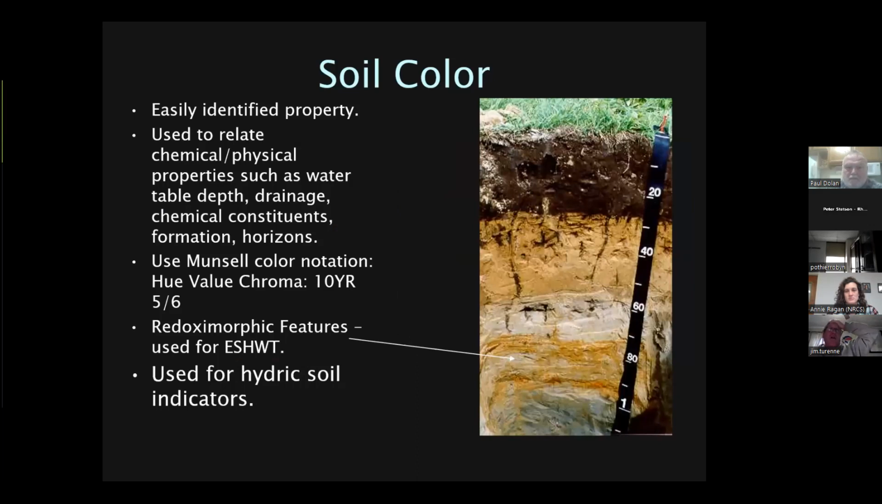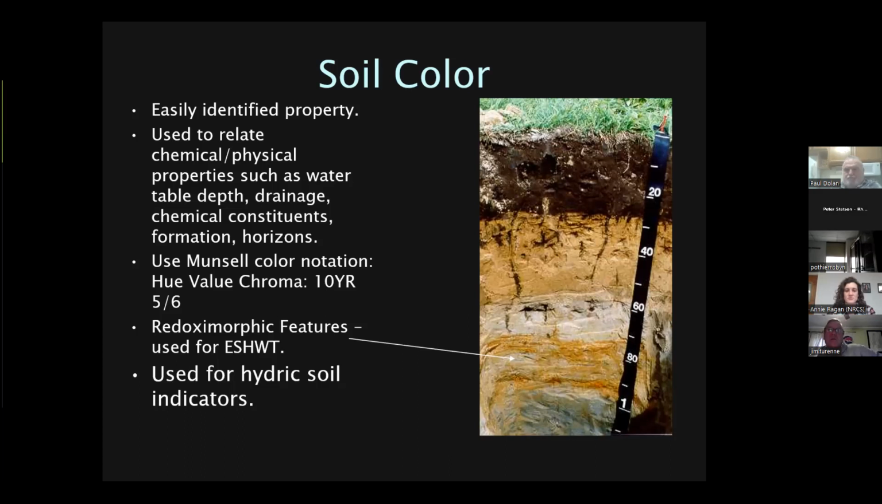Another thing we're going to have you identify is the color of the soil. When you first look at these profiles, that's probably the first thing that you're looking at, the different color patterns within the soil, along with the layers. So it's very easily identified. We use the color of the soil to relate chemical and physical properties, such as the depth of the water table and some of the chemical constituents in the soil. I mentioned iron oxide. When I see that bright color, it's telling me that that soil is well aerated.